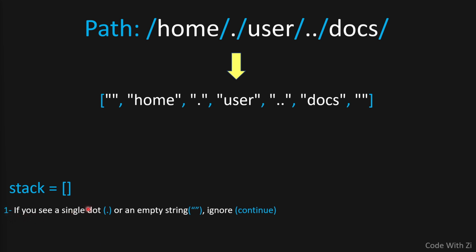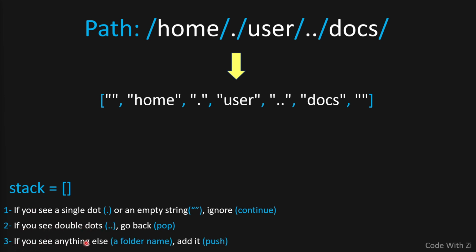It says, if you see a single dot or an empty string, for example this empty string or this single dot that we have here inside of our array, just ignore it and continue with the loop, right? The second one is that if you see double dots, go back. So basically pop from the stack, and you're going to see how this works because I'll visualize it for you. So simple as that. If we see a double dot, we're just going to pop. And the last one is that if we see anything else, a folder name, anything else, we're just going to add it to our stack. So basically push.